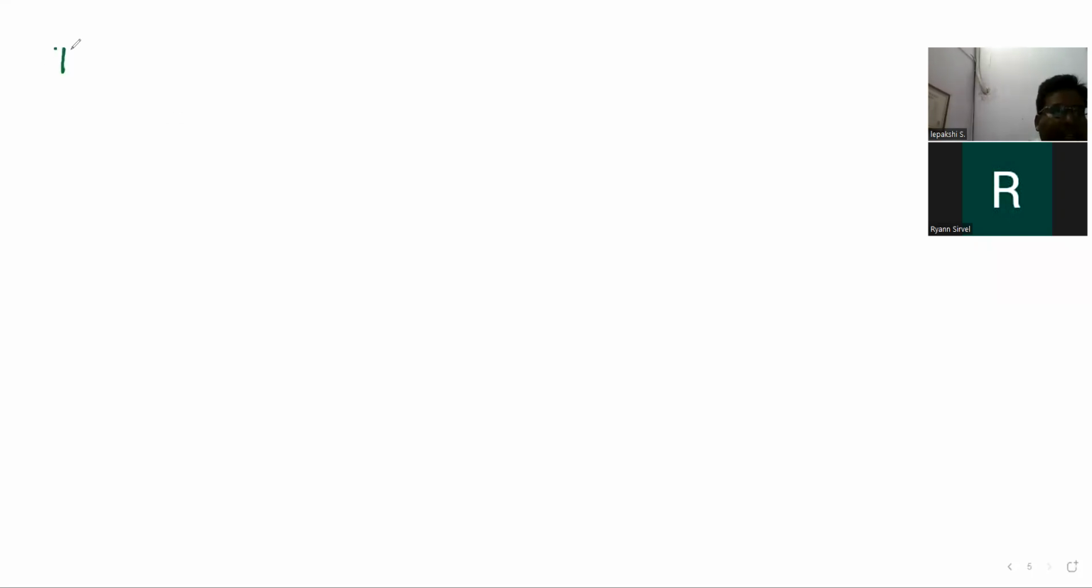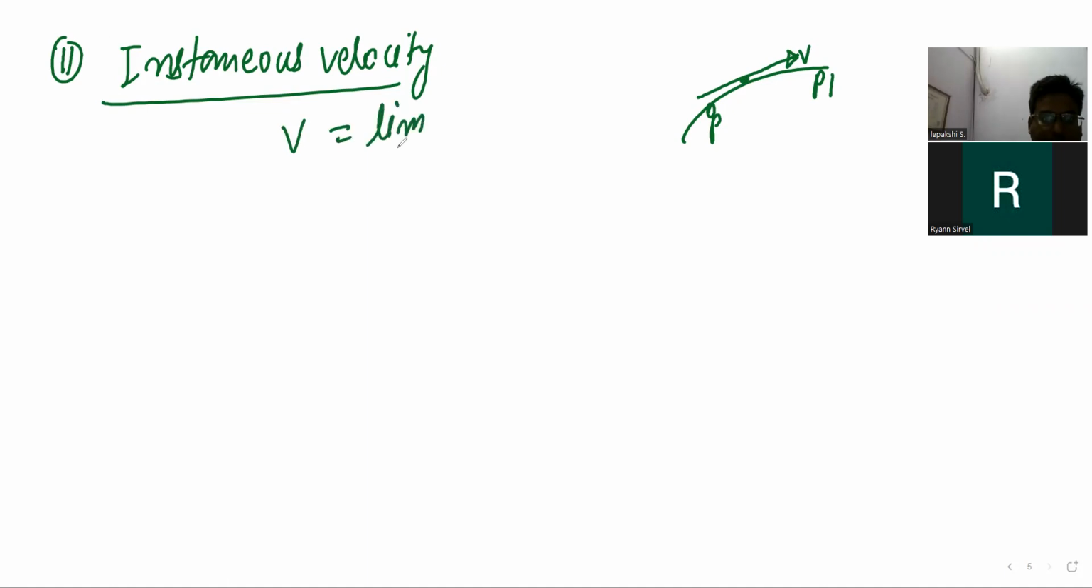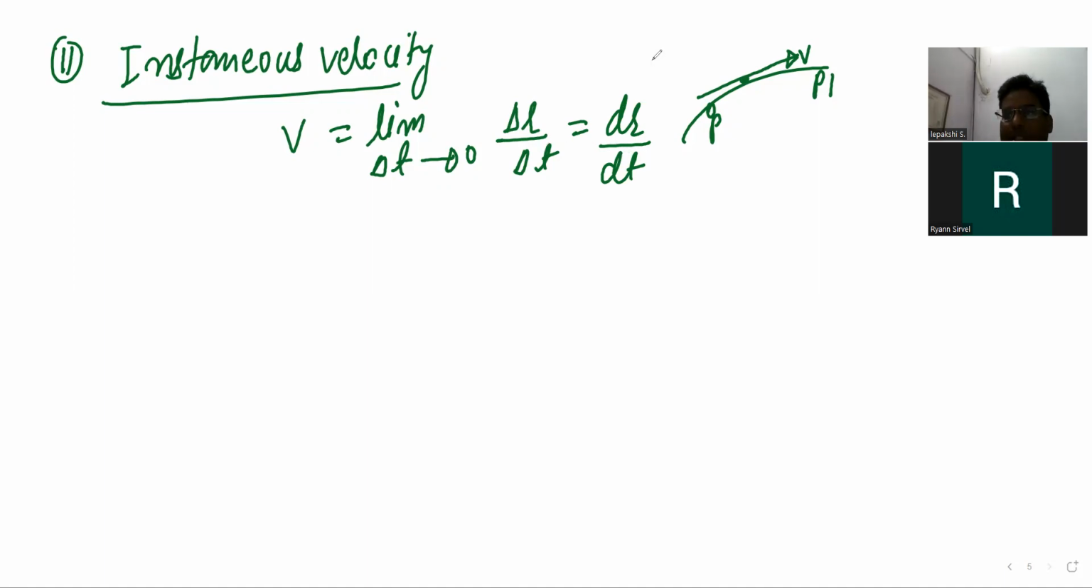Now see the next type of velocity, that is called instantaneous velocity. Suppose this is the graph, right? Position, T2, T1. So for a particular point, when we find the velocity, that is called instantaneous velocity. How is it defined? It is given by V equal to limit delta T tends to 0, delta R upon delta of T. This can be written as rate of change of position by change in time. So this gives the instantaneous velocity. So write the expression for instantaneous.